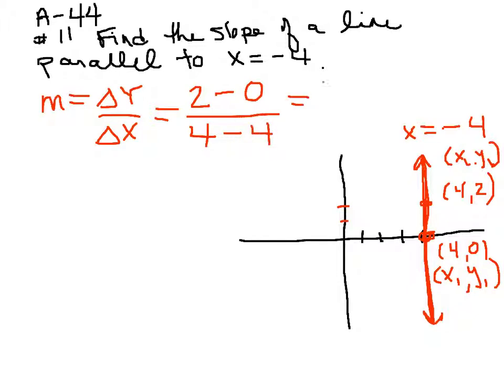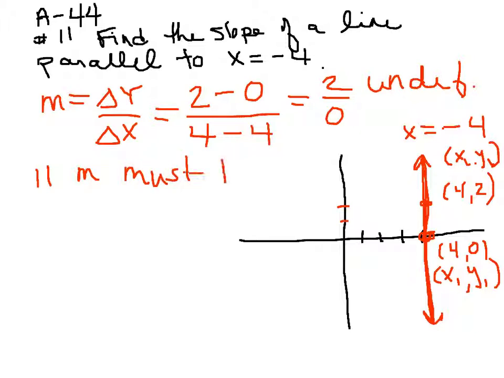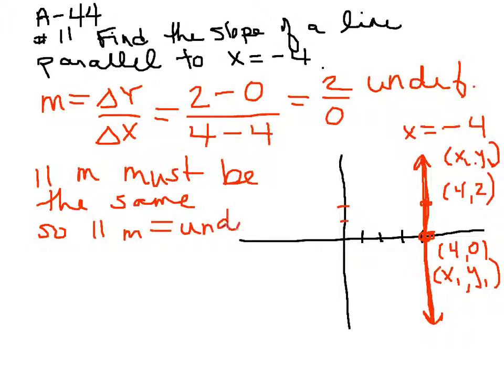And that gives me 2 over 0, and that is undefined. Therefore, my parallel slope must be the same. So the parallel slope is equal to undefined. And I'm done. That's it for that one.